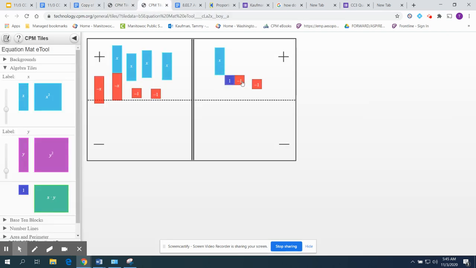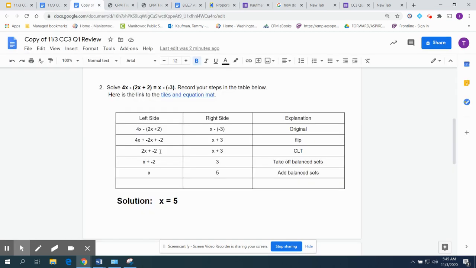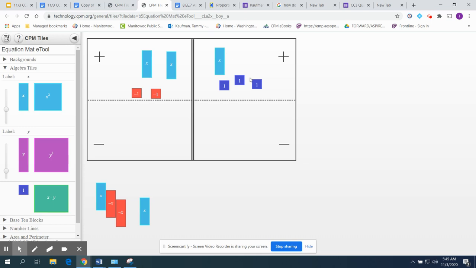Oop, this should have been negative on the bottom. So these should be pluses up here. Apologize for that. Okay, so next thing I'm going to do is I'm going to take off my balanced sets. Actually, I'm first going to take off my 0 pairs. So I'm going to take off these. And I'm going to have 2x plus negative 2 on this side, and then x plus 3 on the right side because that didn't change at all.